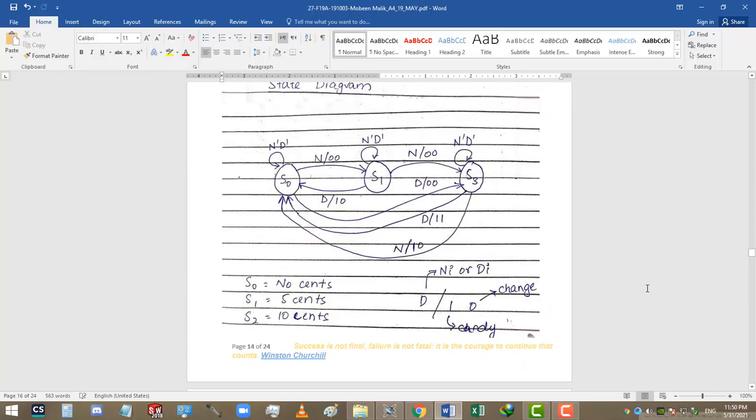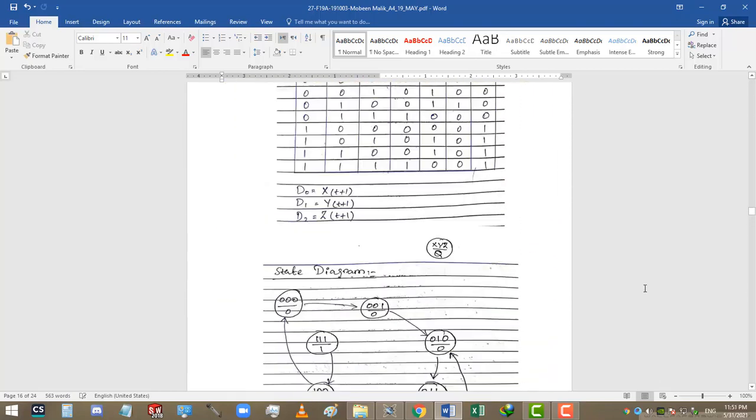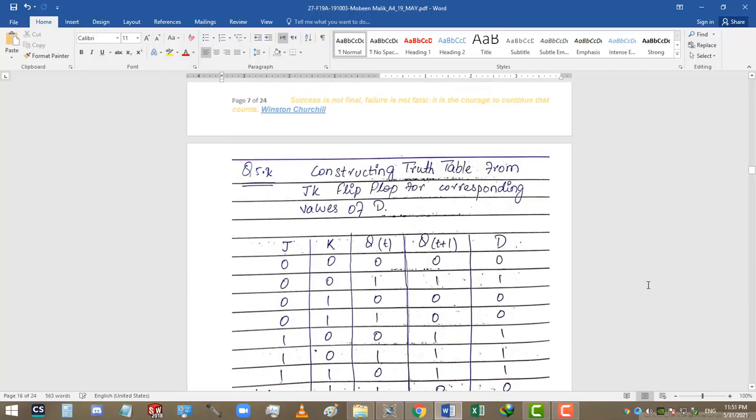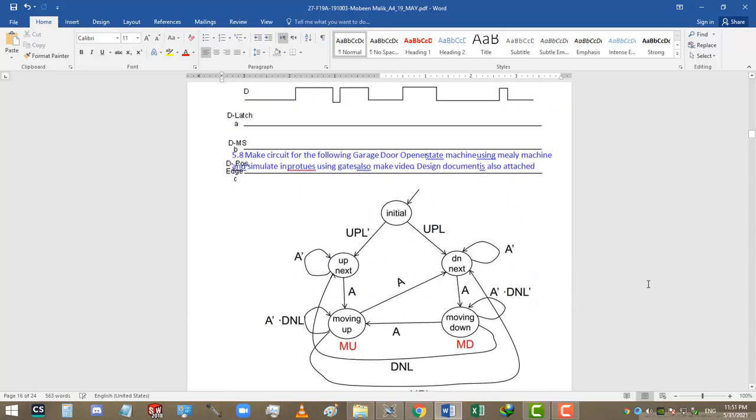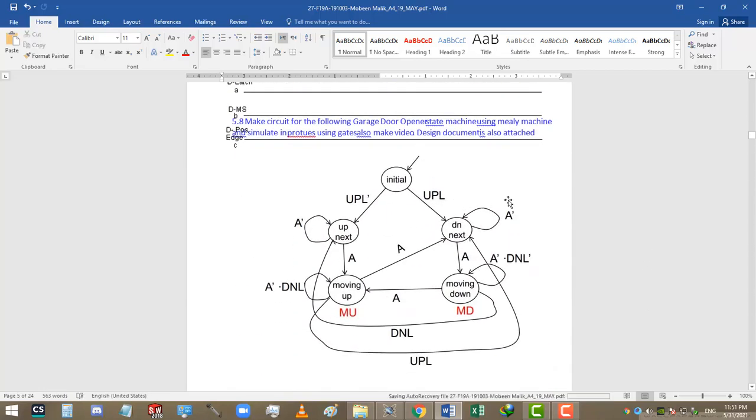In this next exercise, we are going to implement a garage system which will operate on the basis of a state diagram that I'm about to show you. This is the state diagram on the basis of which this garage will work.